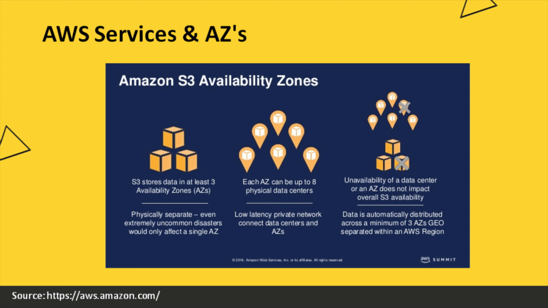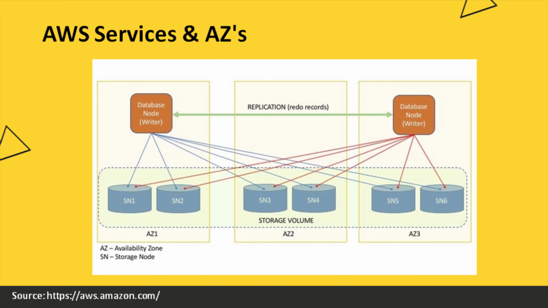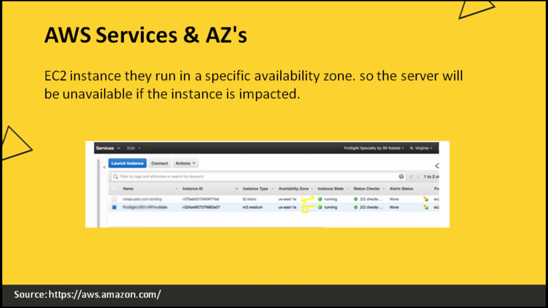With a relational database service, you can deploy your database in a high availability configuration. The primary and the standby systems are maintained in separate availability zones. On the other hand, when you spin up a virtual server, which is referred to as an EC2 instance, it runs in a specific availability zone.